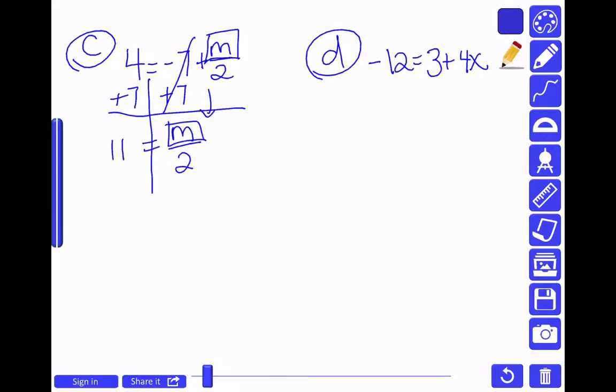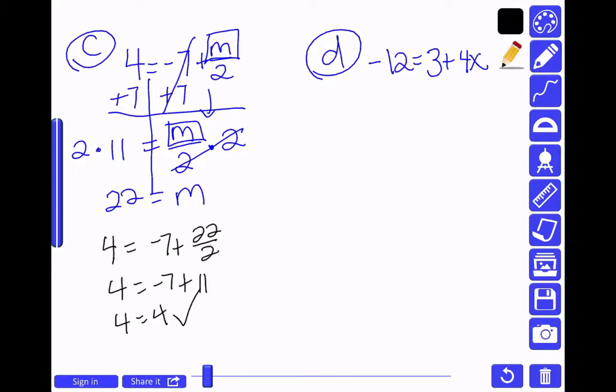Still trying to get m by itself. The m is being divided by 2, so the inverse of division is multiplication. 2 over 2 is 1. So when I have a 2, multiplying by 2 times something over 2, that's a 1. So m equals 22. Again, I can plug this into my original equation and see if it's true. 4 does equal 4, so it is true. M is 22. That is my correct answer.